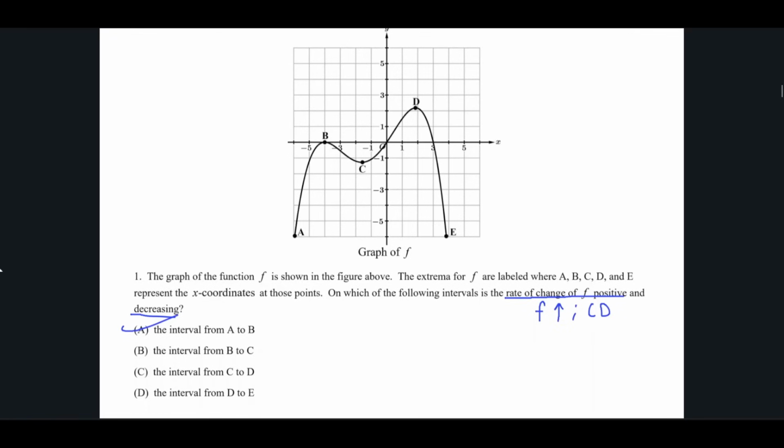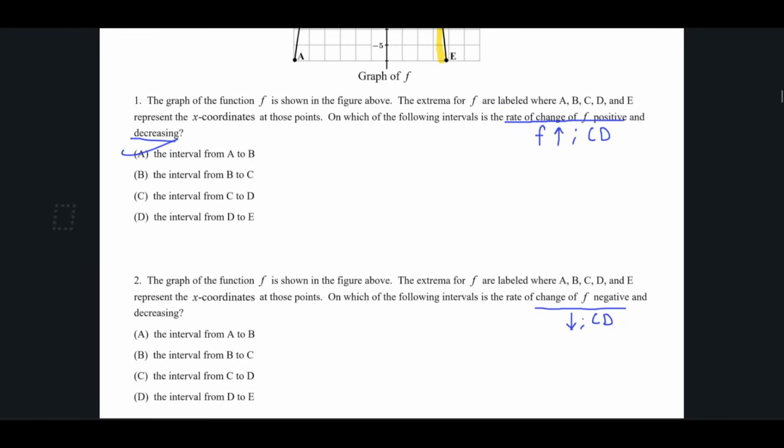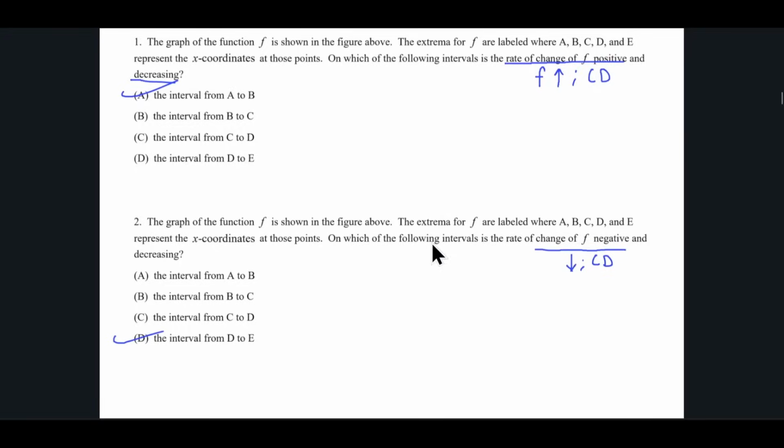The function is decreasing over here and over here, but the function is not always concave down from B to C. From D to E, yes, it is always concave down. So concave down and decreasing from D to E, yes, definitely that is an option. So I'm going to mark D over here.